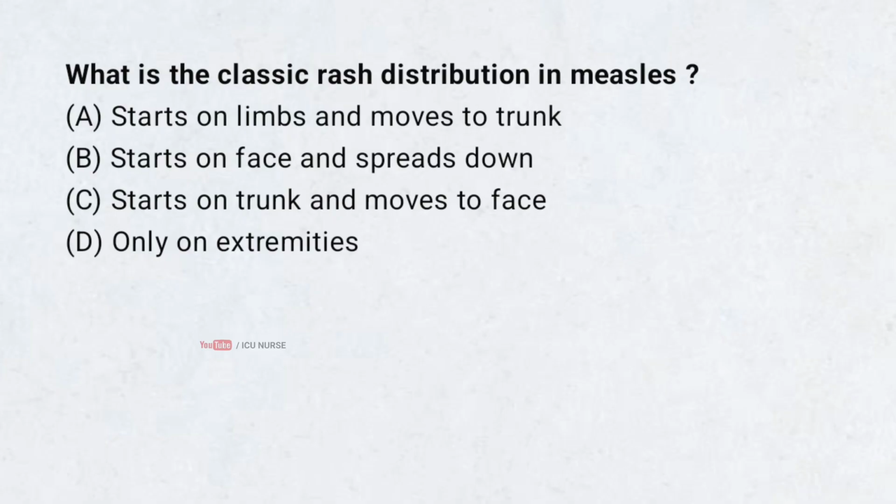What is the classic rash distribution in measles? A. Starts on limbs and moves to trunk. B. Starts on face and spreads down. C. Starts on trunk and moves to face. D. Only on extremities. Correct answer B. Starts on face and spreads down.